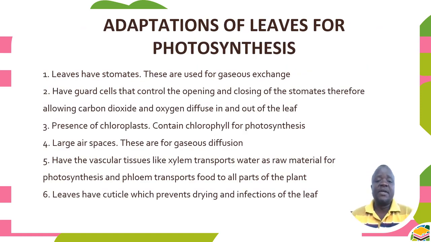Now we have seen that leaves are the main sites for photosynthesis, but how are they suited to perform their functions? That's why in this slide we are going to concentrate on adaptations, suitability. How are the leaves suited to carry out photosynthesis? So we have the first one: leaves have stomata. Remember, the lower and the upper epidermis have stomata, but generally most of the stomata are in higher concentration on the lower epidermis than on the upper epidermis.